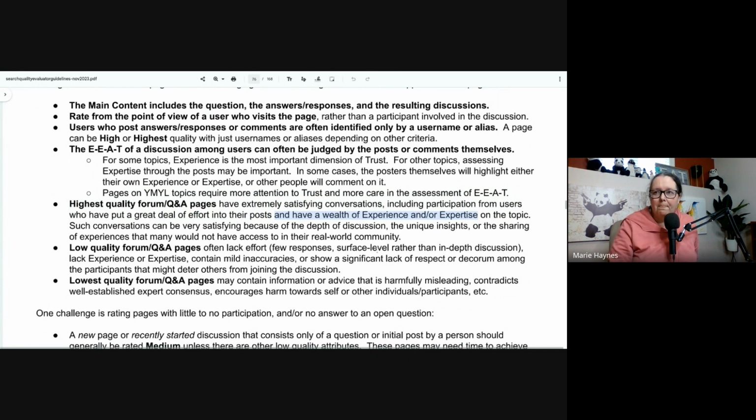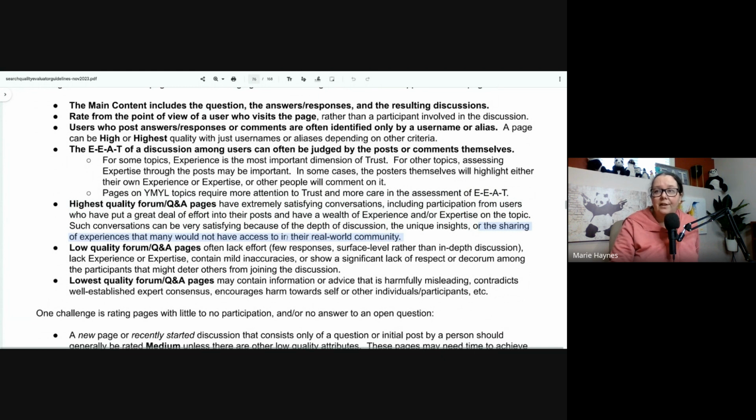I think that when Google is looking at a piece of content, it's not like they're saying, oh, this is about plumbing and a plumber has put effort into writing a response that's really relevant here. No, I think they can just look at it and tell that this content has the same characteristics as other content that has had a lot of effort put into it. Such conversations can be very satisfying because of the depth of discussion, the unique insights. That's the helpful content criteria, again, talk about insightfulness, or the sharing of experiences that many would not have access to in their real world community.